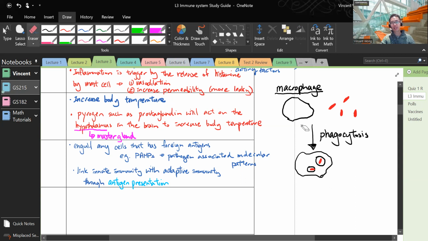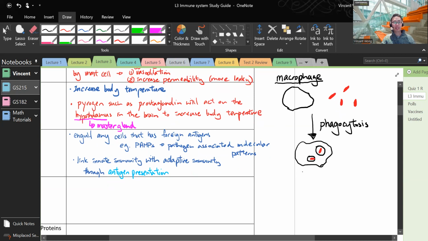Phagocytosis. It's going to eat them up. And why would they eat them up? Well, because on the surface of these bacteria, there are probably some PAMPs, right? Some pathogen-associated molecular patterns. So afterwards, what will happen is the phagocyte, the macrophage rather, is going to do what's called antigen processing.